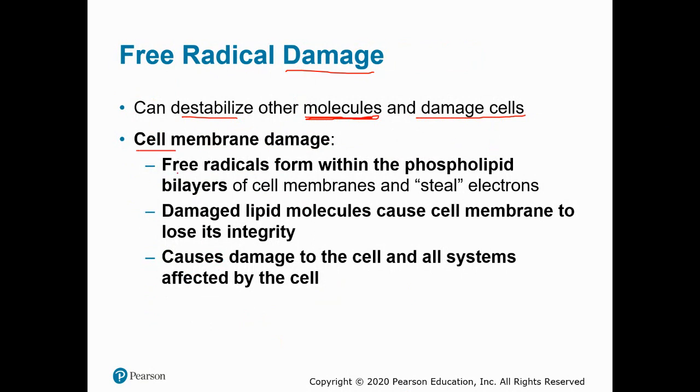So in cell membrane damage, we're going to see again, free radicals are going to form, like the phospholipid and the phospholipid bilayer, for example. And then that's going to set off this chain reaction of stealing electrons from the next lipid chain and the next one. So then these damaged lipid particles in the phospholipid bilayer cause the cell membrane to lose its integrity. And then that causes damage to the cell. And then that's going to cause damage to all of the systems affected by that cell.